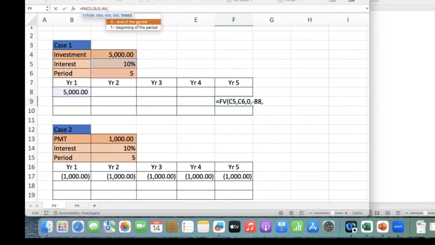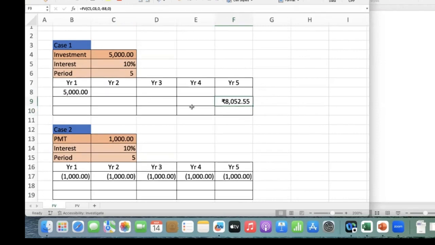Now, 0 says at the end of the period. So interest will be paid at the end of the period. So when you are putting the money in a bank, interest is paid at the end of the year. This is what it says, end of the period. 1 means beginning of the period. Usually we will consider 0, which is at the end of the period. And the value comes 8,052.